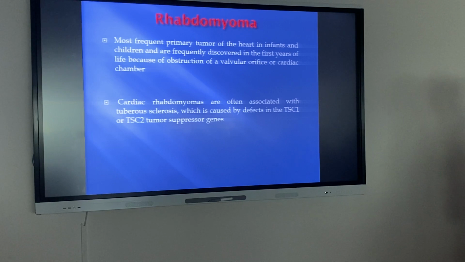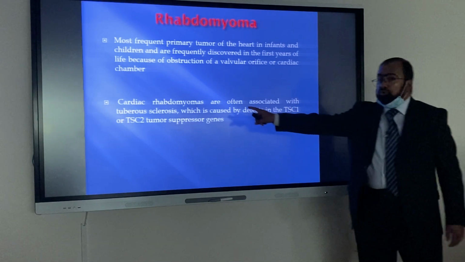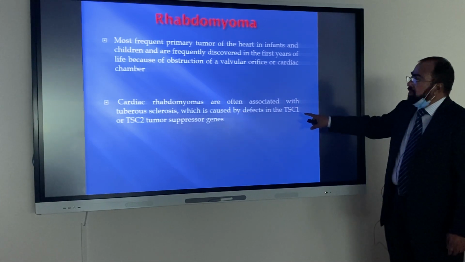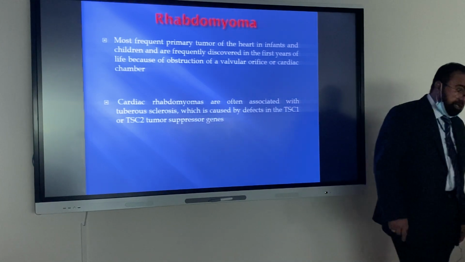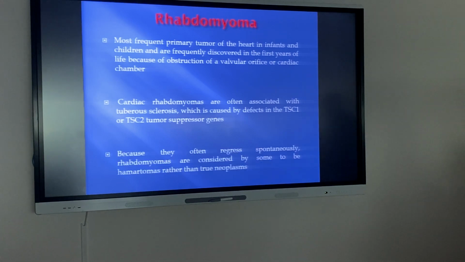Cardiac rhabdomyomas are often associated with tuberous sclerosis. The genes that are defective are tuberous sclerosis 1 or tuberous sclerosis 2. These are tumor suppressor genes, so this will confirm that the patient is suffering from rhabdomyomas. Because they often regress spontaneously, rhabdomyomas are sometimes considered hamartomatous. That means they are not true tumors, because they regress spontaneously.